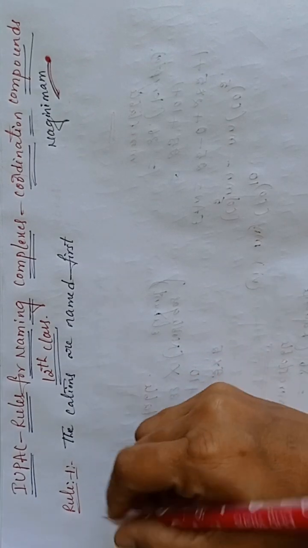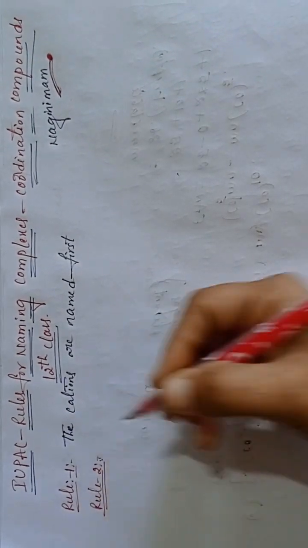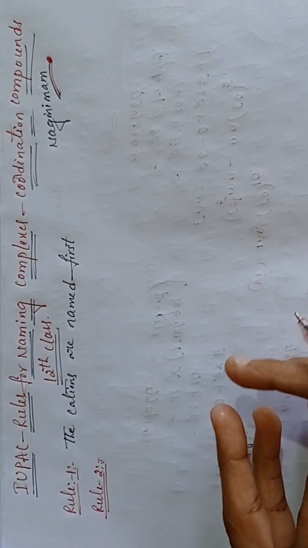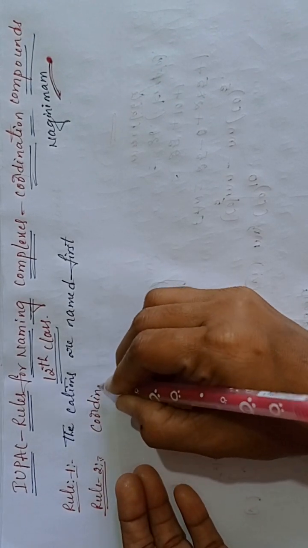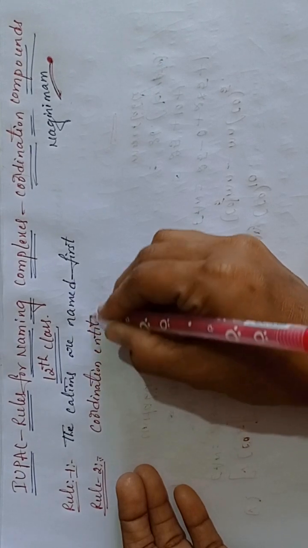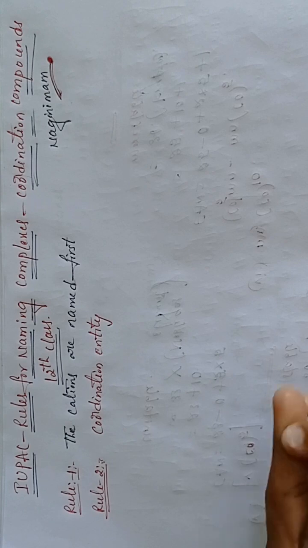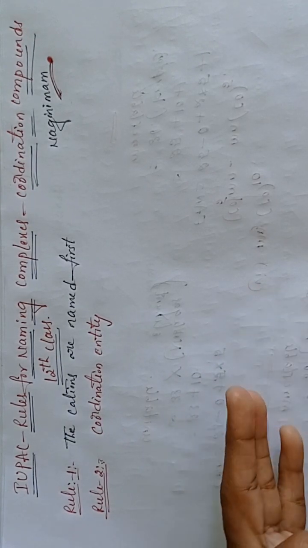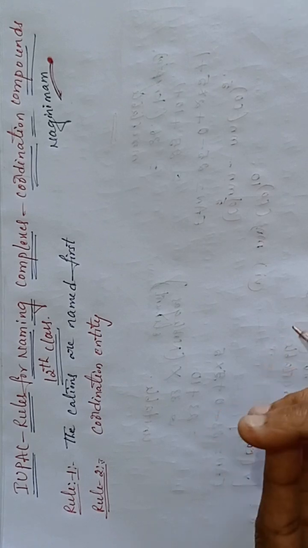Next, coming to rule 2. In the coordination entity, students, names are written in the following sequence. The coordination entity is nothing but only the square bracket part. In the square bracket part, the metal atom and ligands will be there. So that is the coordination entity.